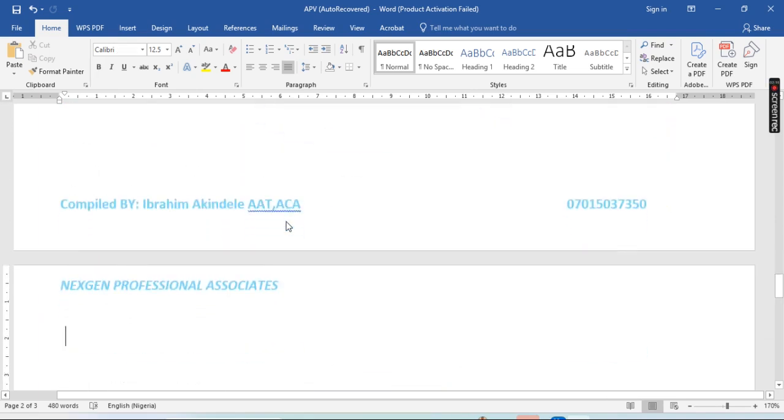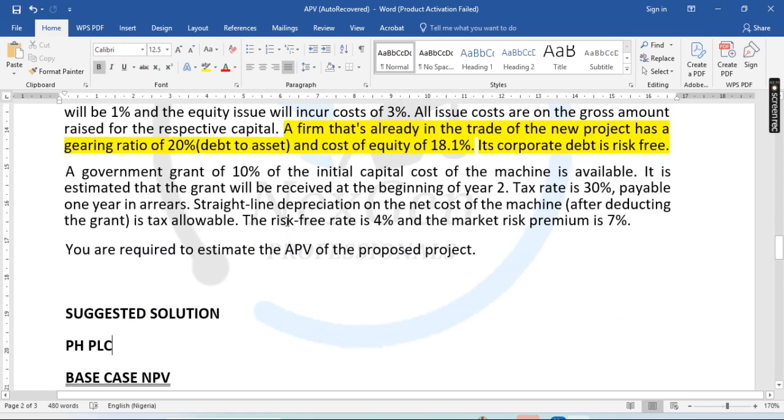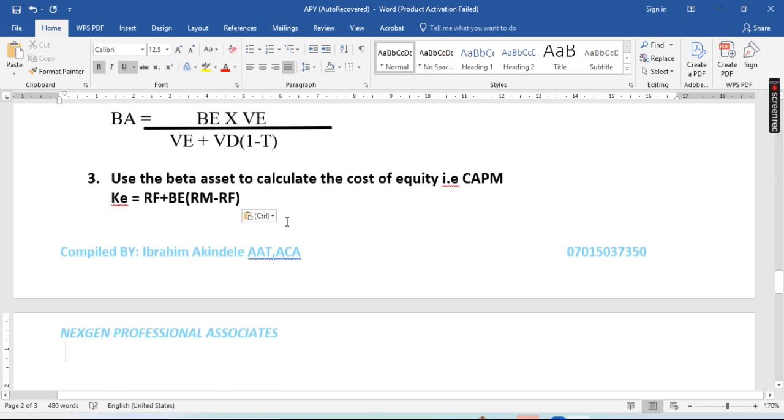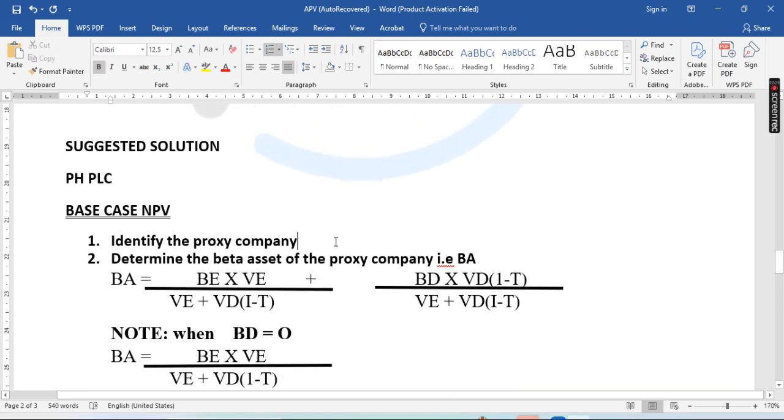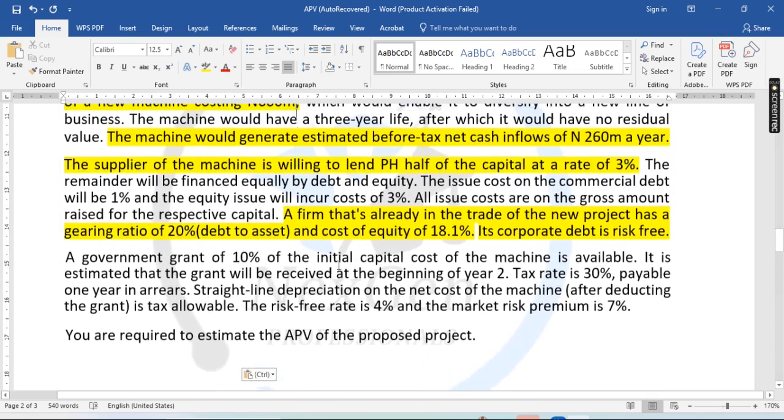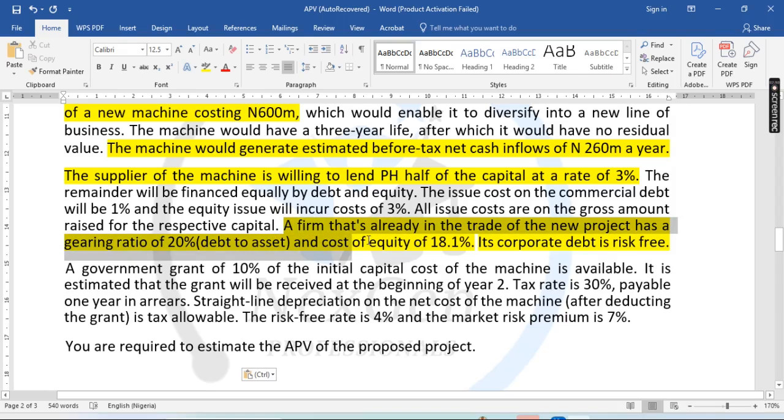So we identify the proxy company based on what we have because we want to determine the cost of equity of the ungeared company. We don't know it, so we need to determine the asset beta. Class, we need to determine the asset beta. Now, how do we determine asset beta in this question? Is the equity beta of the proxy company given to us? Look at it.